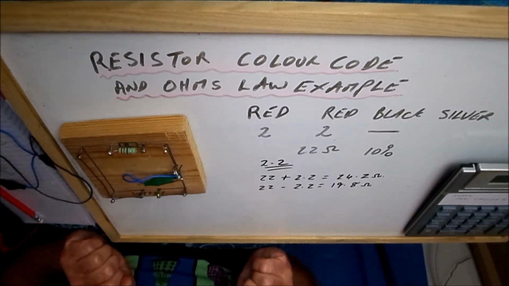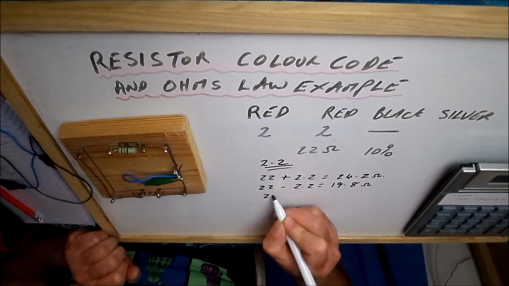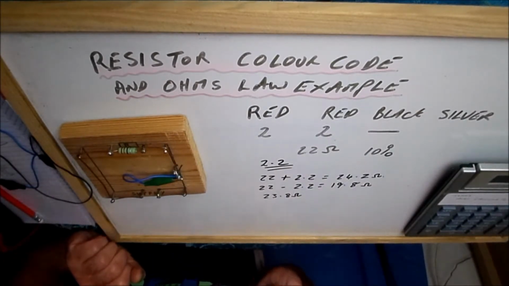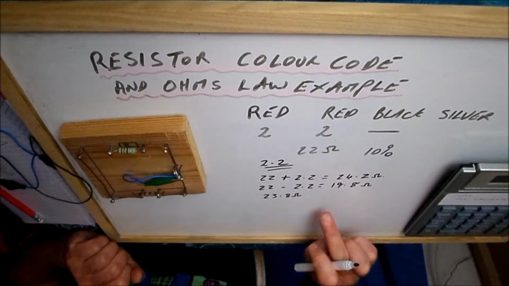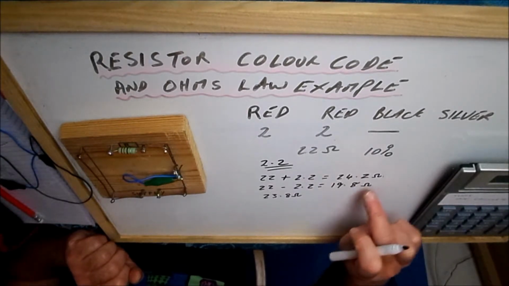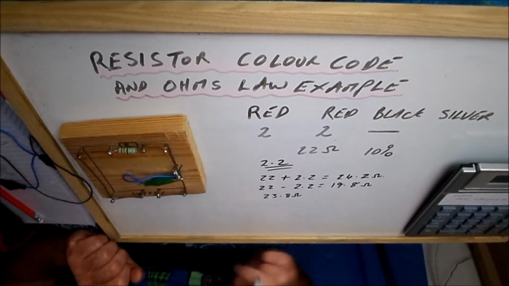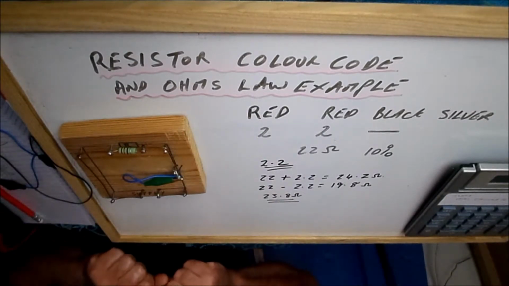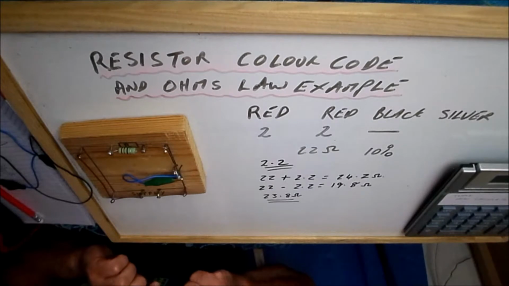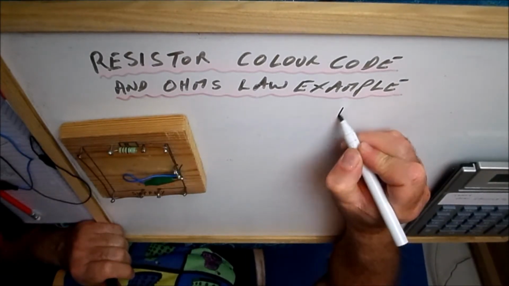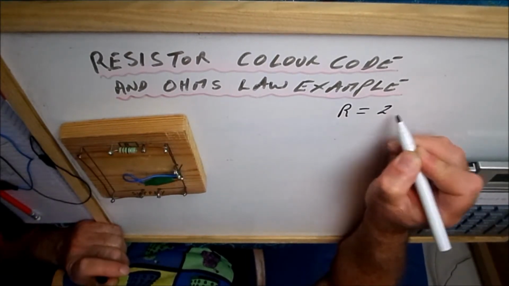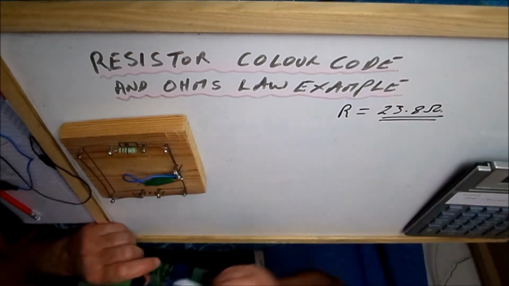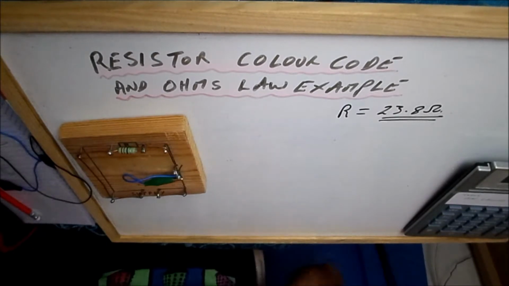We measured the resistance at 23.8 ohms. So what that means is that is right within that range, and that's correct. So we'll make a note now of our resistor. So we know our resistor for this circuit is 23.8 ohms.